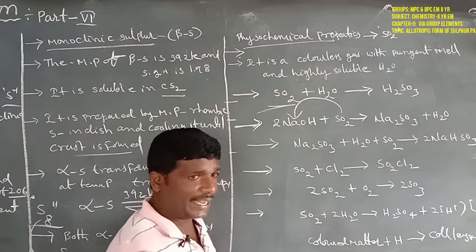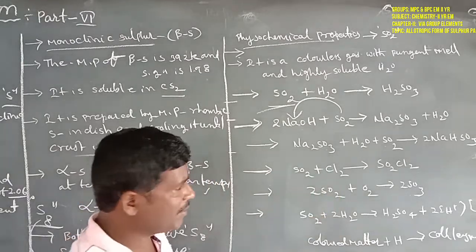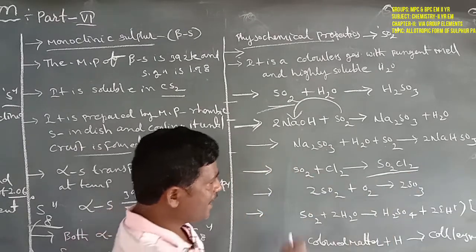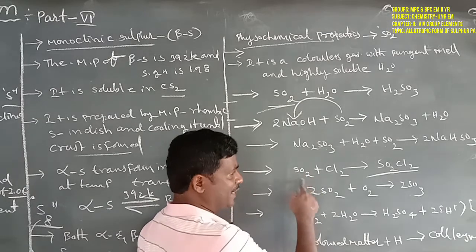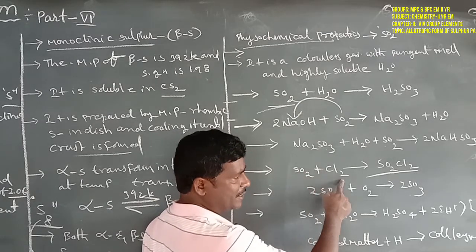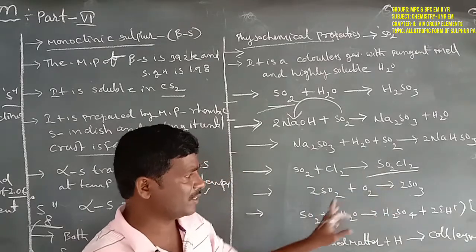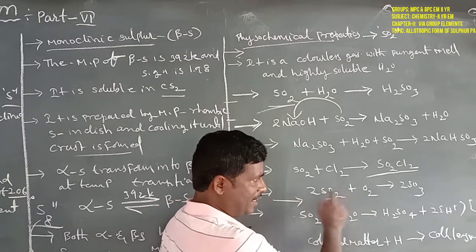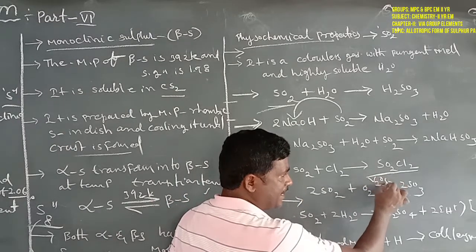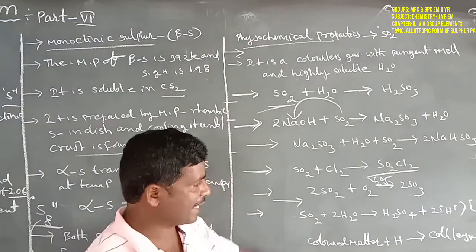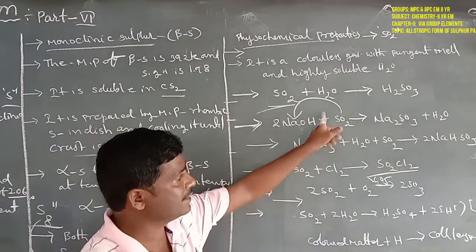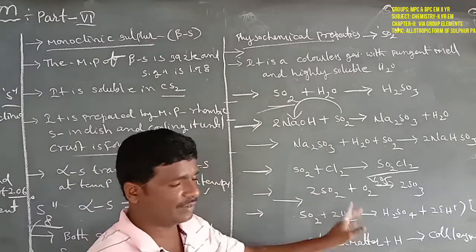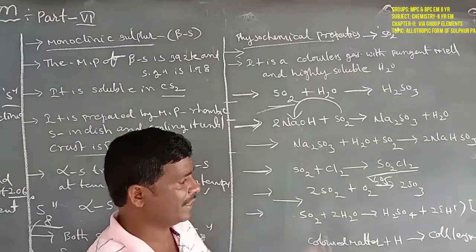Next, sulfur dioxide reacts with chlorine to form sulfuryl chloride. That is also known as a reaction of SO2. Next, sulfur dioxide reacts with oxygen in the presence of vanadium pentoxide to form sulfur trioxide.